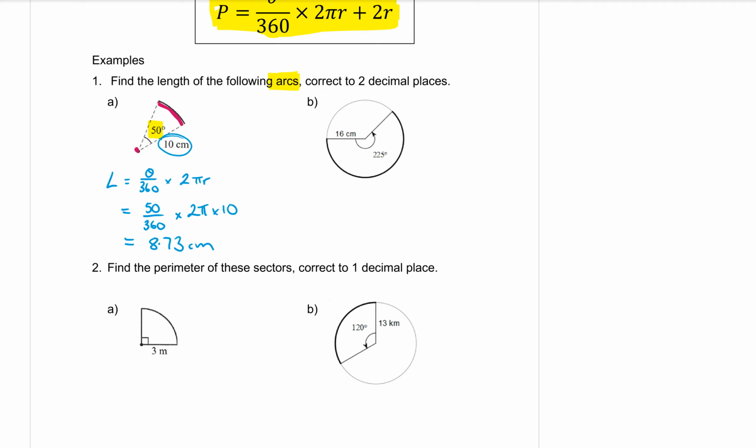So just like when we were doing normal circumference, we want to see 3 lines of working out. First line, I want to see your formula. Second line for the substituting. And the third line is for your answer.